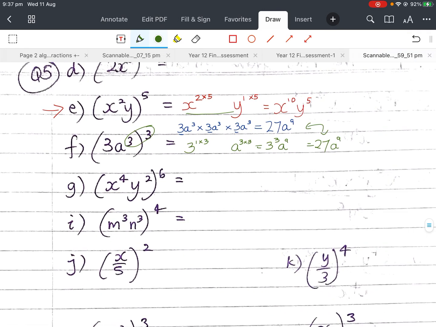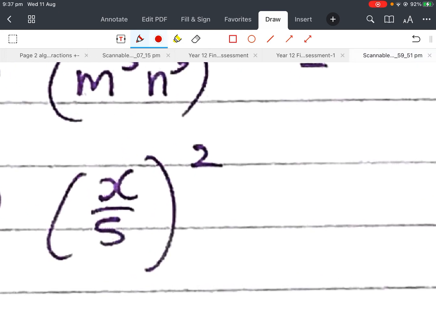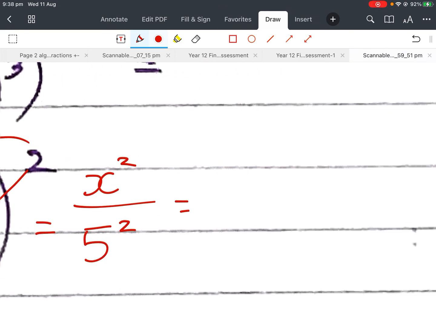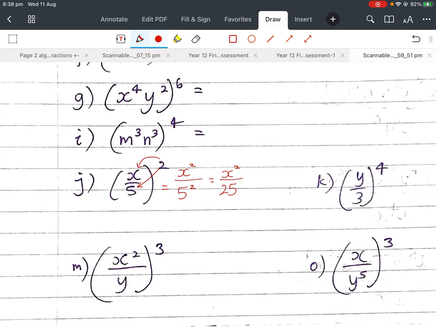Alright, so if you think you know what you're doing, can you have a go at G and I? I'm going to go over J now. Alright, J is now a fraction. So you're just sharing the squared with both of those terms. Okay, so we're distributing the 2, or the squared. So the x gets a squared on top, and the 5 gets a squared on the bottom. You just have to remember, x squared I can't simplify, but I can do 5 squared. Do you remember what 5 times 5 is? Hopefully you said 25. Beautiful.